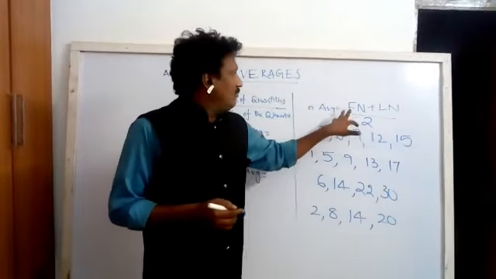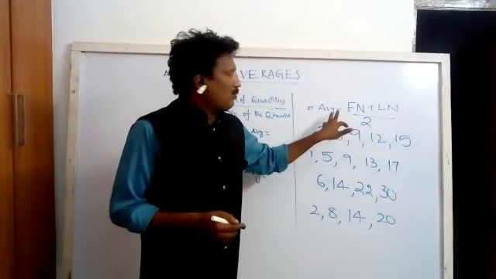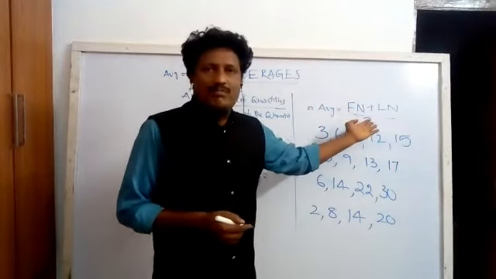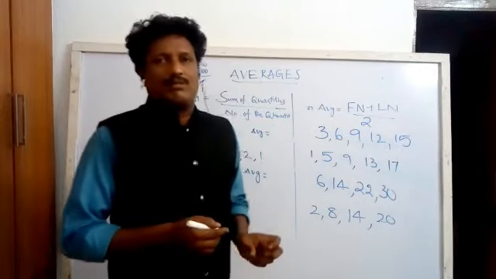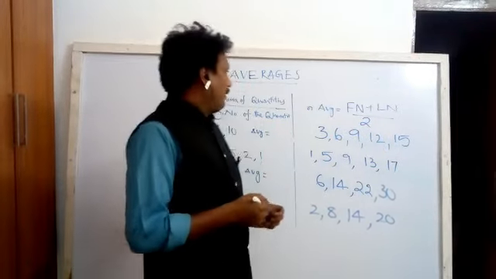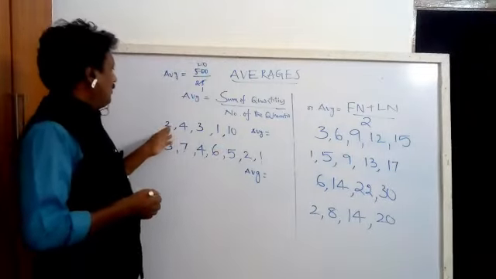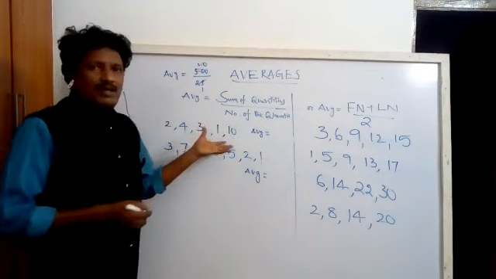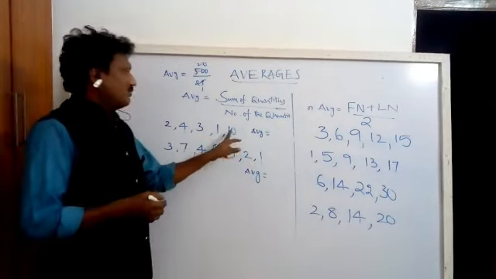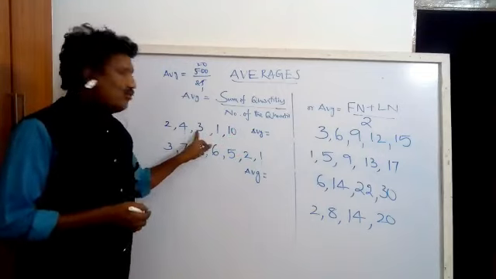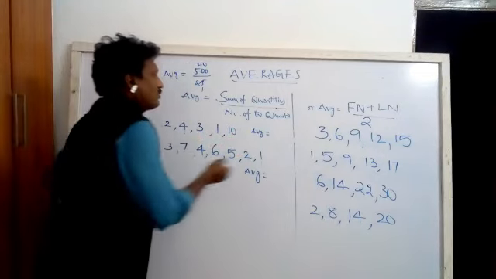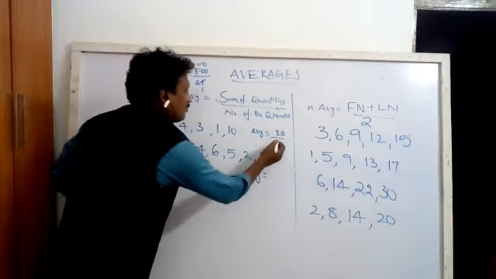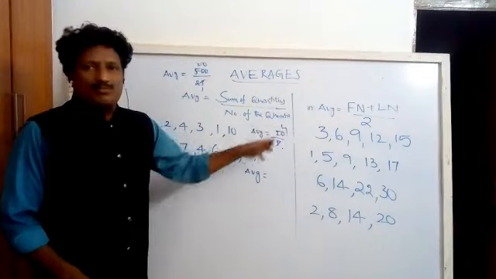Now we can use some other formula also to find the average, in some exceptional cases: first number plus last number by 2. Depending upon the situation of the given problem we have to apply it. See, for example, here 2, 4, 3, 1, 10. To find the average of the given quantities, the sum of the quantities by the number of quantities: 10 plus 1 is 11, 11 plus 3 is 14, 14 plus 4 is 18, plus 2 is 20. So the average is the sum of the quantities, 20, by the number of quantities, 5, which gives 4.